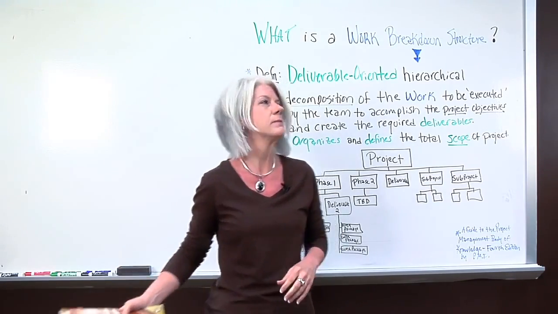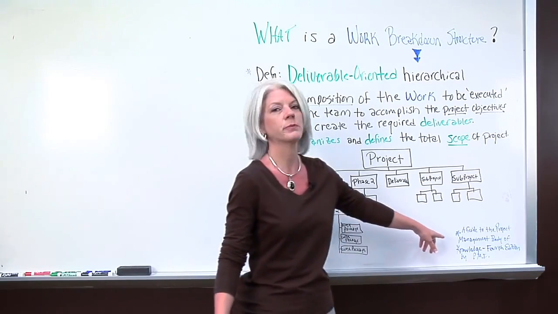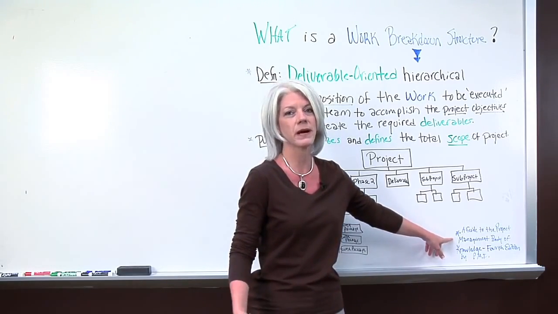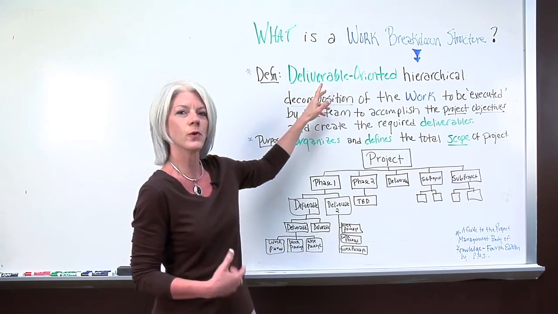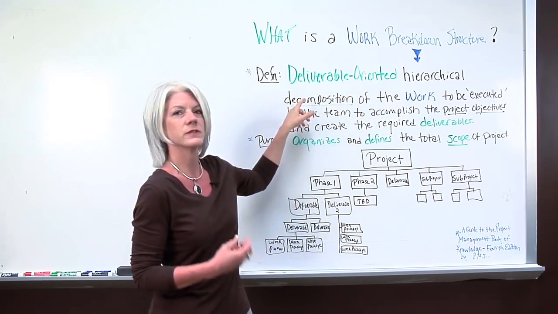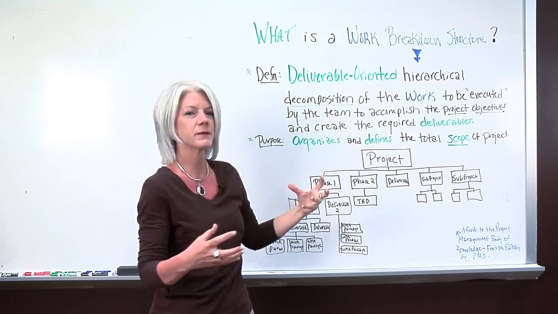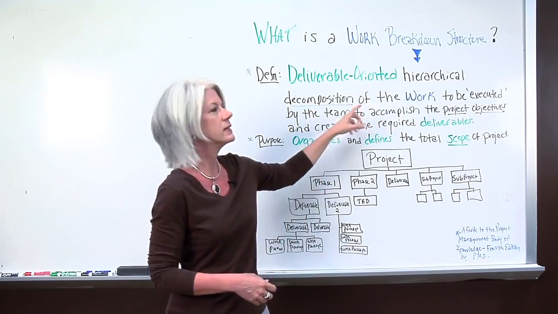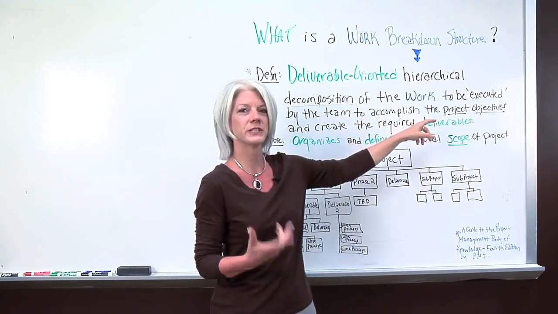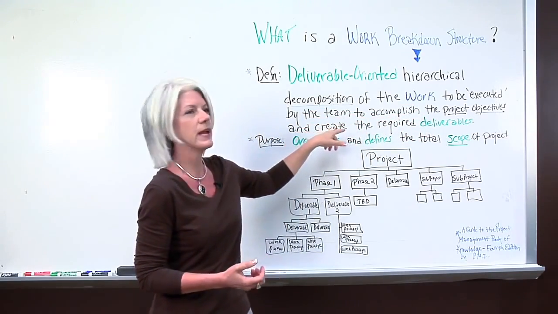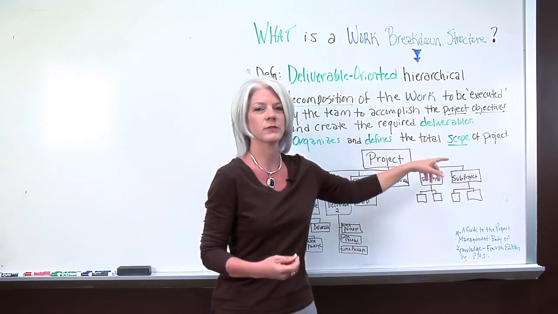You can reference other project management sources of your own that you may use and prefer instead, but this is mine. So what PMI and the PMBOK guide says a work breakdown structure is: a deliverable-oriented hierarchical decomposition, so we're breaking something apart, of the work to be executed by the team to accomplish the project objectives and create the required deliverables.